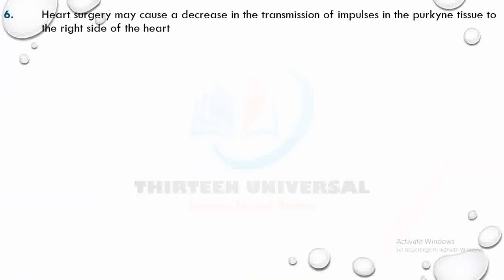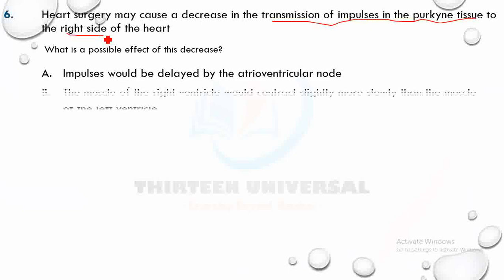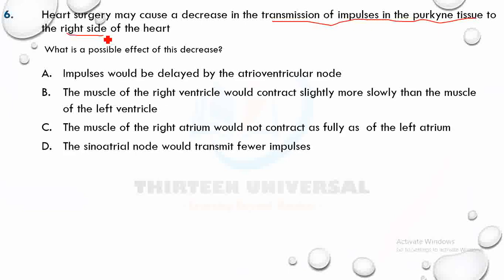Let's go. Heart surgery may cause a decrease in the transmission of impulses in the Purkyne tissue to the right side of the heart. What is a possible effect of this decrease? So these are the options. Which one do you go for, guys?